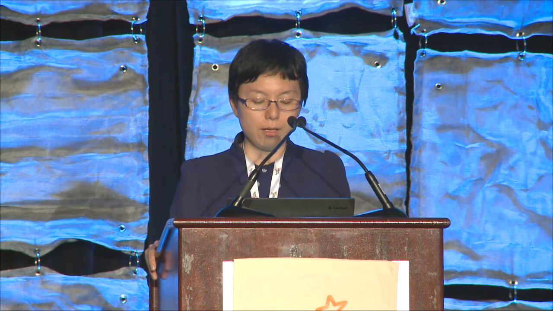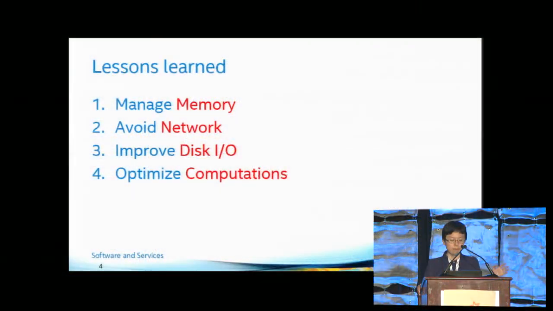Here, there are four key lessons we learned. Basically, all those key lessons are related to the key components in a server, right? Memory, network, disk, and also the CPU. I don't want to touch the hardware domain. What I want to share is what we have learned about how to optimize software to have an efficient and well-balanced system, to improve Spark's performance, and also to improve the user experience.